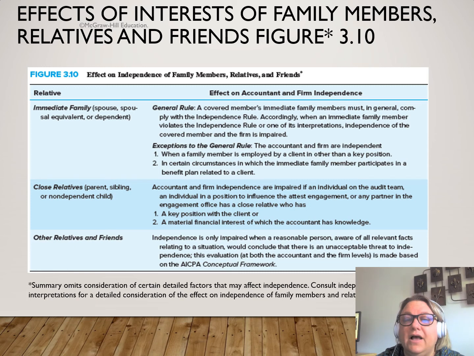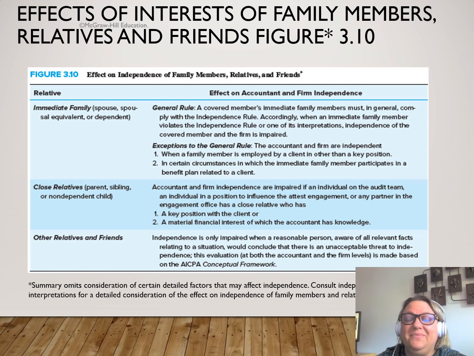So a covered member's immediate family members must, in general, comply with the independence rule. So if you have, for example, a family member that has more than 5% of that direct stock, then you have a problem. When an immediate family member violates the independence rules, independence of the covered member is impaired. So for example, you can't just say, okay, well, I don't own 5% stock of Facebook, but my wife does. Nope. Or my husband, or my son or daughter.